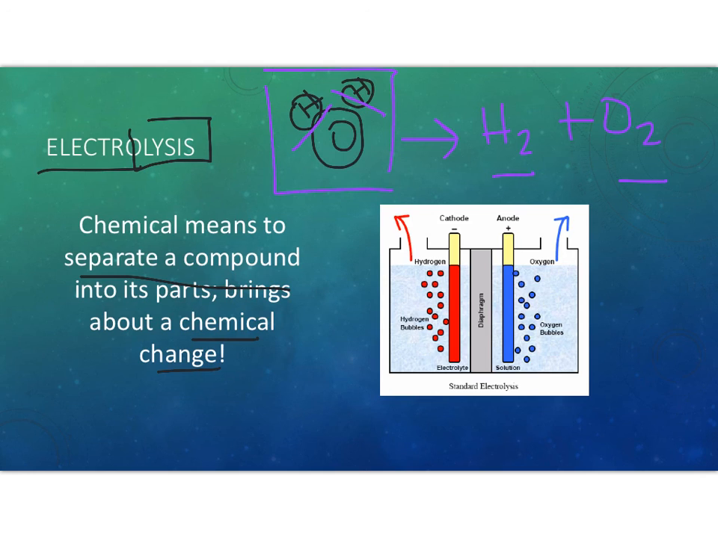So in electrolysis, if we look at the picture, we have electricity here in the form of a battery. We have a cathode and an anode. The electricity from the battery supplies the energy needed to break these bonds here in between the hydrogen and the oxygen and form new bonds in the hydrogen molecule and oxygen molecule, which are my products.